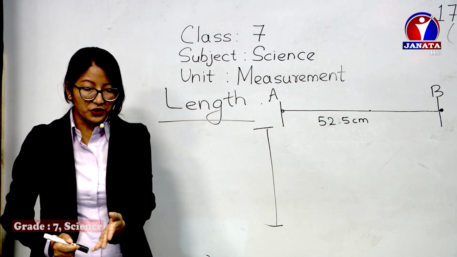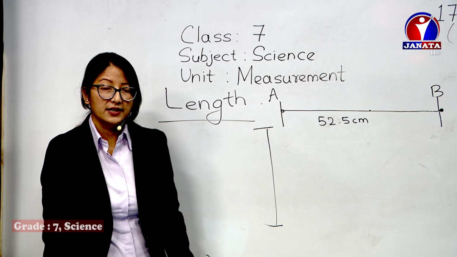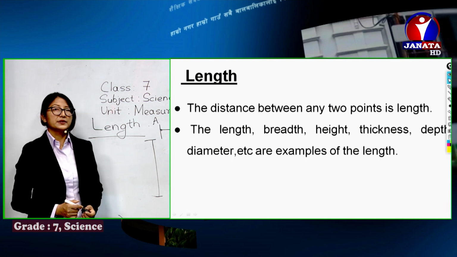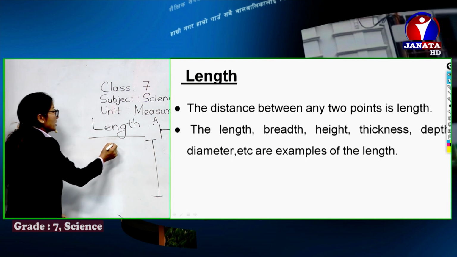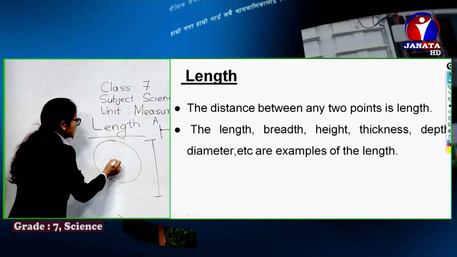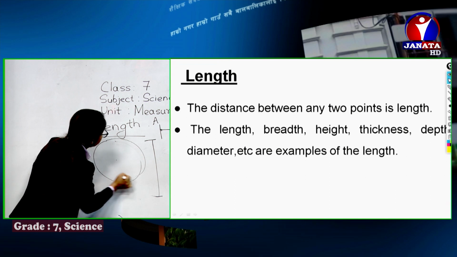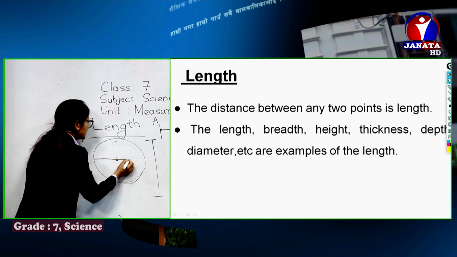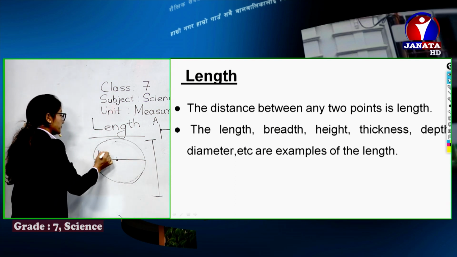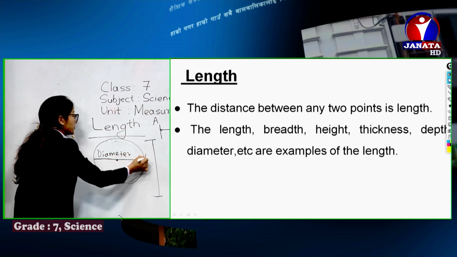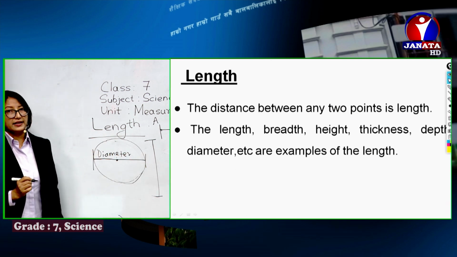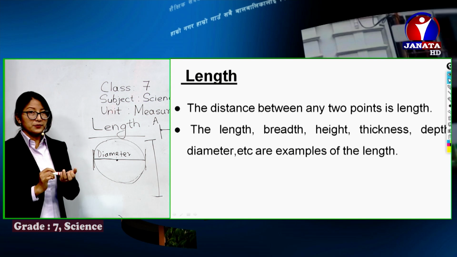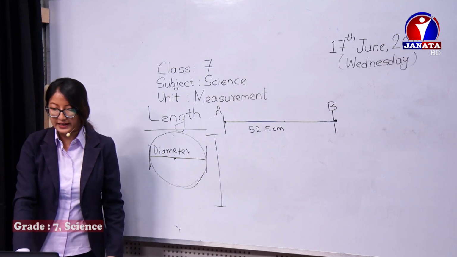It can be in different other forms. You can check length, breadth, height, thickness, depth, diameter. All these are examples of length. Like if it's a circle, this is the center point of the circle. And the line passing through the center, we all know, we call the diameter. This diameter is also a length, from here to here, the gap between this point and this point. Similarly, we can take breadth and height, all of which come under length.